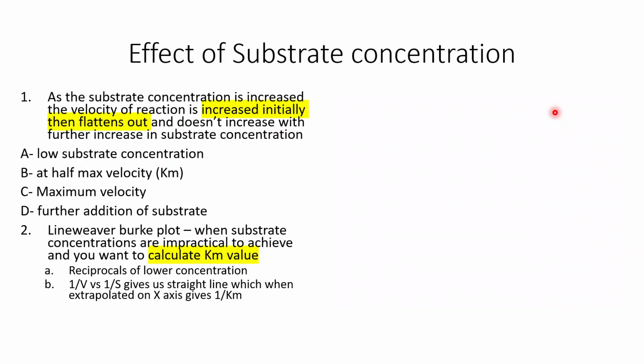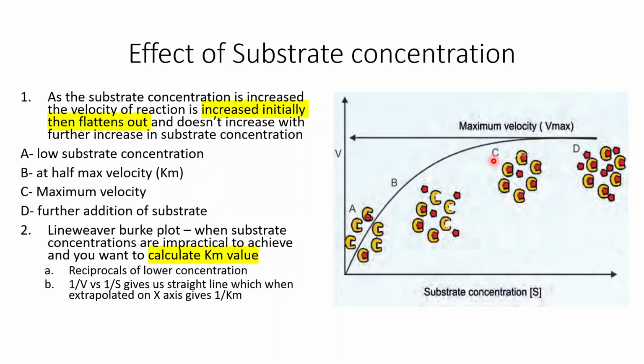This can be depicted again with another graph. We have four conditions: A, B, C, and D. At condition A, when the substrate concentration is low, the rate of the reaction is directly proportional and it increases. Now B is half the maximum velocity. Let us first look at the maximum velocity. C is the maximum velocity. Look at the maximum velocity, all the enzymes over here.